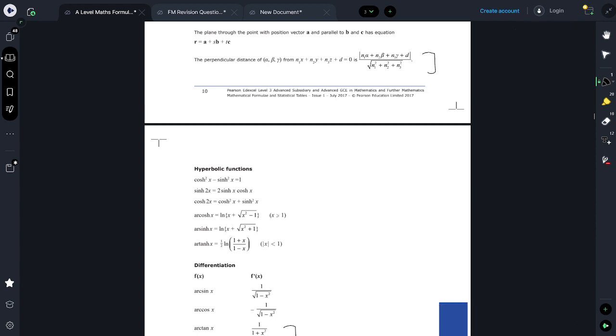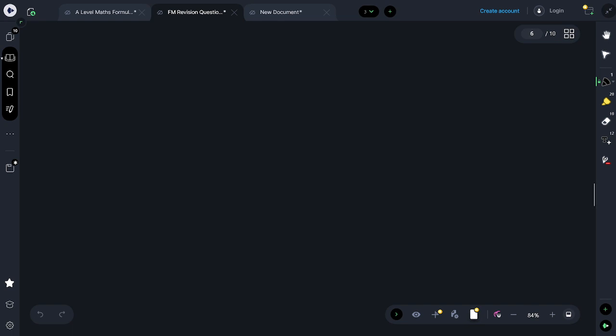So the perpendicular distance, which just means minimum, because remember the shortest distance is such that the line is perpendicular, right? So the perpendicular distance of a point alpha, beta, gamma from the plane equation is essentially almost doing the dot product of the vector with the normal vector of the point, right? And we need to add d.